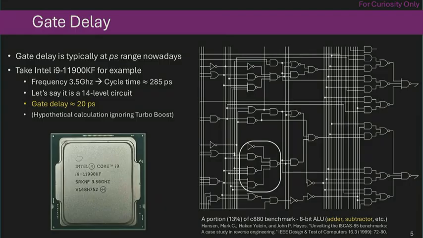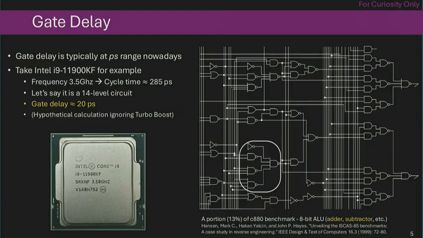So for example, take Intel i9-11900KF, which supports turbo boost. But let's forget about all those advanced features. This processor has a frequency of 3.5 gigahertz, which means if you do the inverse of that, you get the cycle time. So every cycle needs to complete within about 285 picoseconds.